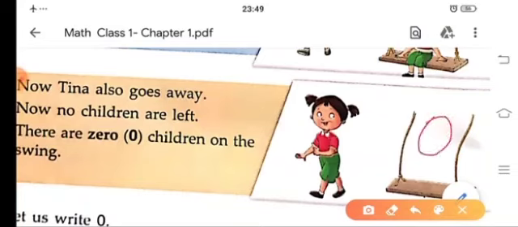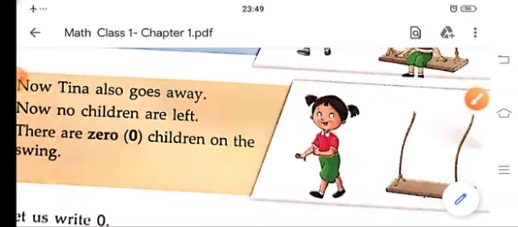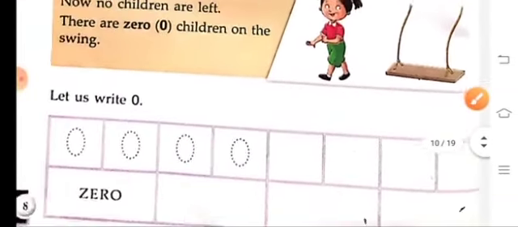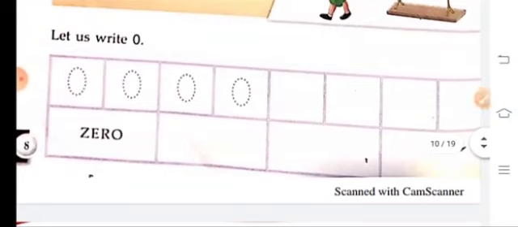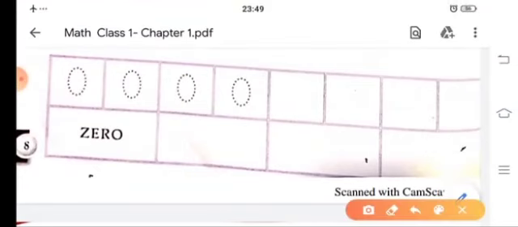Okay, children? So what does 0 mean? 0 means nothing. When nothing is left, that means nothing is there. Okay? So it is said to be 0. Children, let us move on to the exercise. So how will you write 0? This is 0. So write it in your copy.